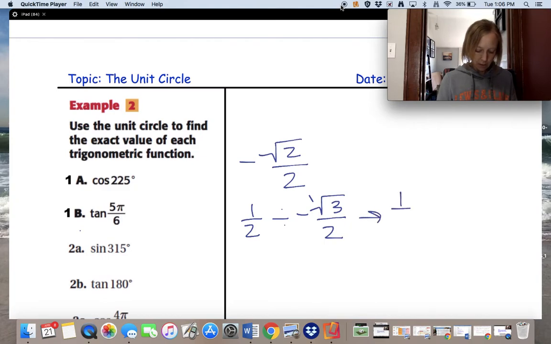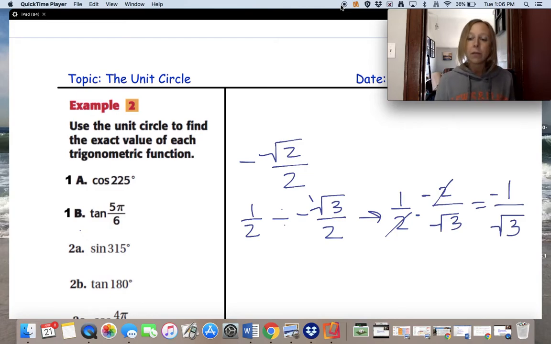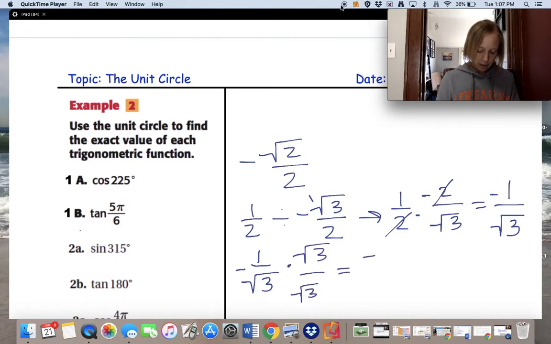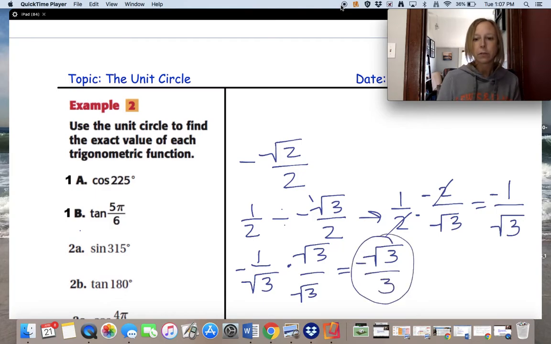So this is 1/2 times 2, oops, divided by the square root of 3. 2 over 2 is just 1. 1 over the square root of 3. And I lost my negative along the way there, so let me put that back in. We all know that we cannot leave our answer like this. We can't have a radical in the denominator. Let's change this to simplest radical form. So I have my -1 over the square root of 3. I need to multiply numerator and denominator by the square root of 3. Then I'll have a negative square root of 3 over 3. That is the tangent of 5 pi over 6.